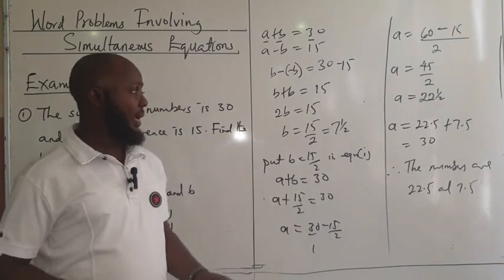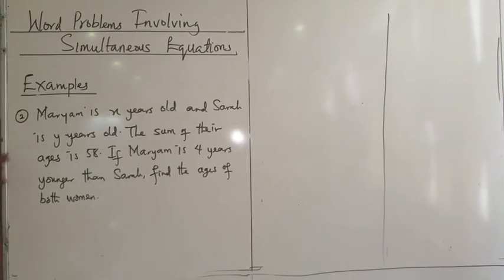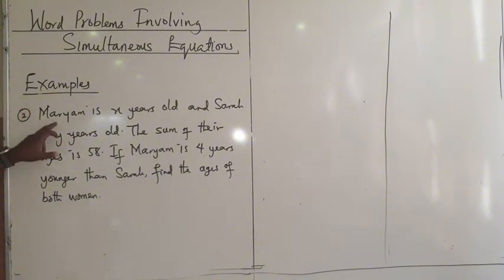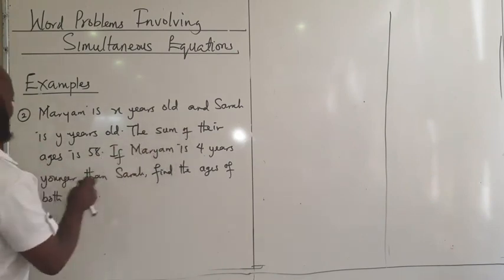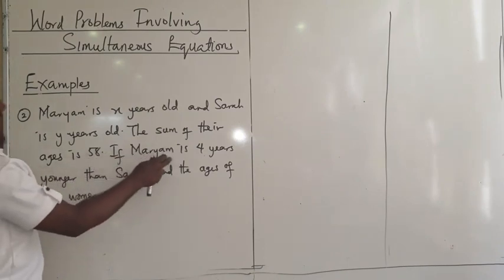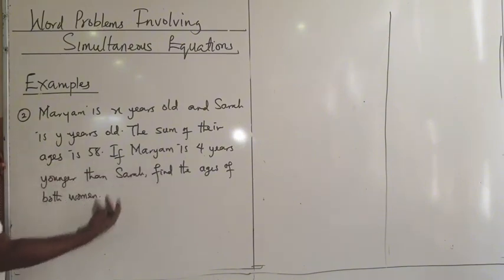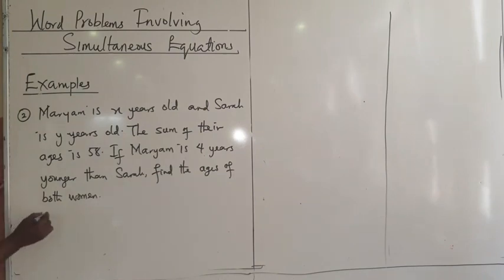So let's look at another example. Second example here. Miriam is X years old and Sarah is Y years old. So the sum of their ages is 58. If Miriam is 4 years younger than Sarah, find the ages of both women. So what we're going to do first is this. Solution.